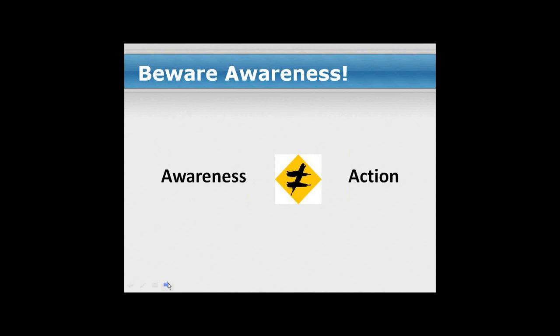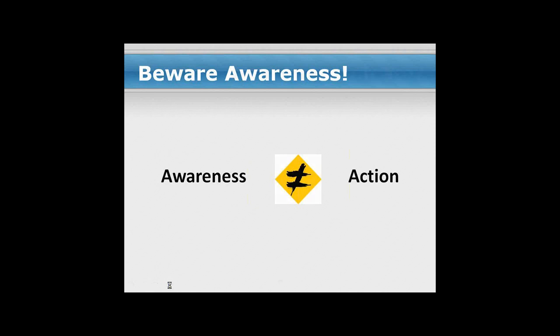So I want to say beware awareness. I think that it's a great initial step, and a lot of us have to come to some conscious awareness of what we're doing. We have to have a knowledge of it. It's a great initial step. But if we want people to act, we need to go a little further, and sometimes a lot further. You've heard that knowledge is power. That power comes from what we do with what we know.